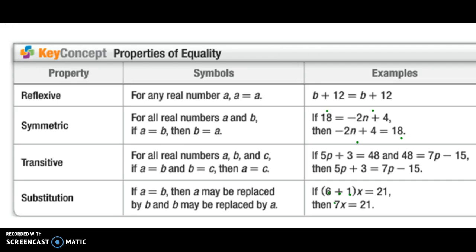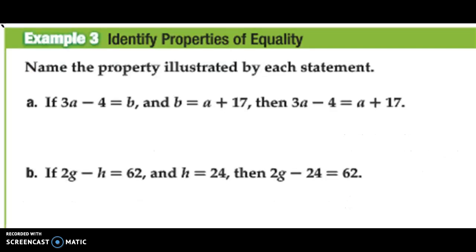Let's use these right now to try some problems. Example 3 says name the property illustrated for each one. Letter A: if 3a minus 4 equals b, and b equals a plus 17, then 3a minus 4 is equal to a plus 17. Which property said if something equals b, and b equals something else, then they have to be equal to each other? That's the transitive property.